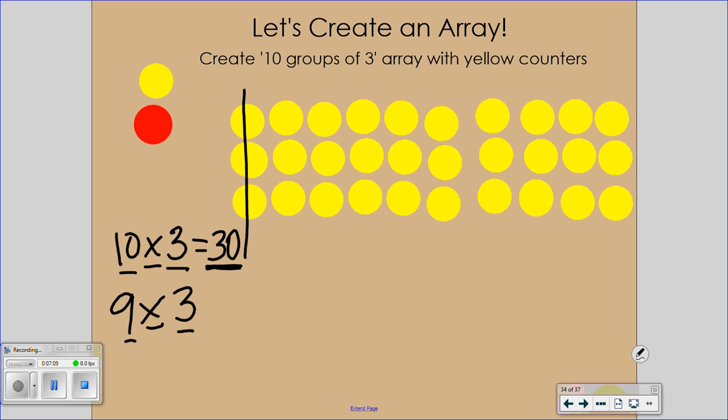Oh, Gabriella? 9 times 3... No, we just did it together. Sam? Is 27. Put your counters up because too many of you are playing with them instead of being up here with me. So put your counters up.